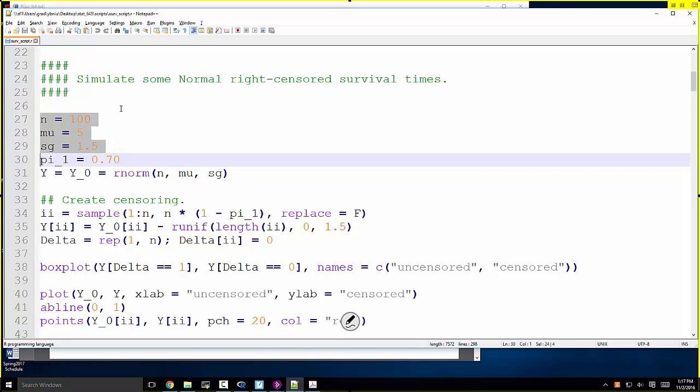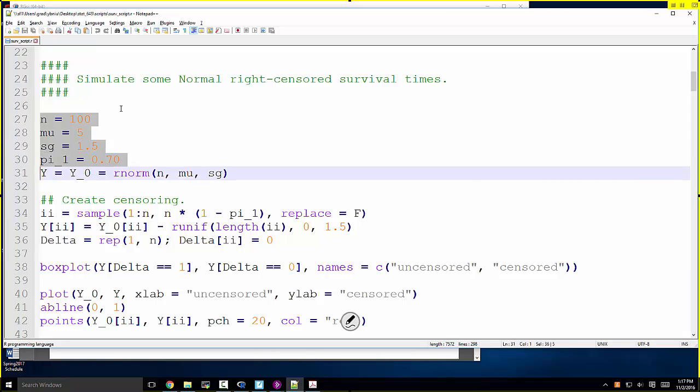And I'm going to allow for 30% of my observations to be censored. So pi1 is just a parameter that I'm putting in here so that I can specify how much censoring I want to allow for. Pi1 is the proportion of people who are not censored, so I'm specifying 30% censoring.